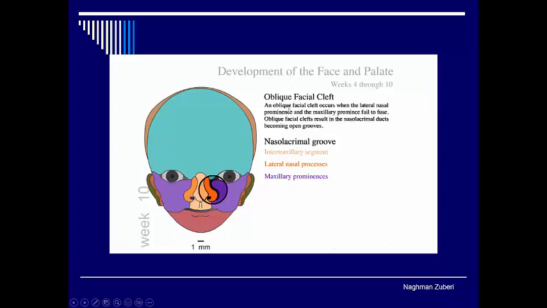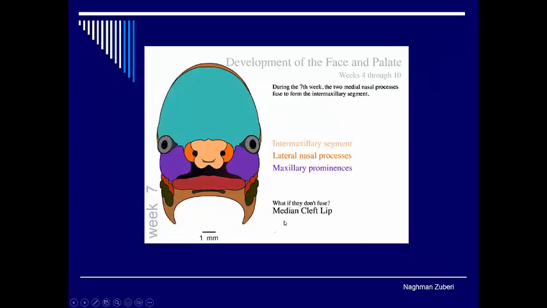Oblique facial cleft occurs when the lateral nasal prominence and the maxillary prominence fail to fuse. Oblique facial clefts result in the nasolacrimal ducts becoming open grooves. Nasolacrimal groove, intermaxillary segment, lateral nasal processes, and the maxillary process. We can see these are all identified by these colors.